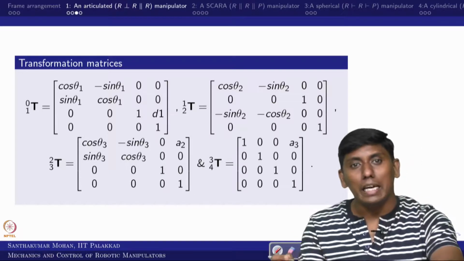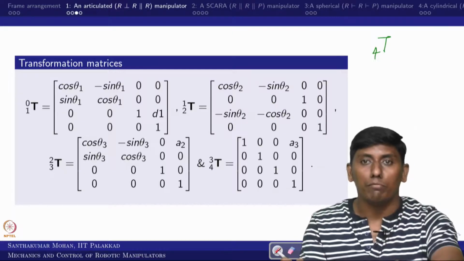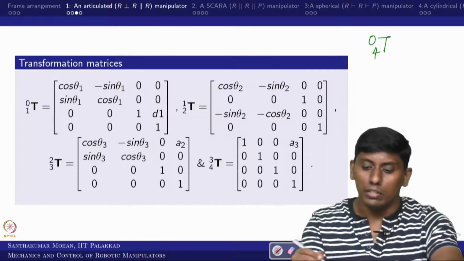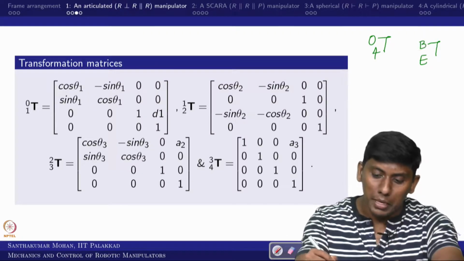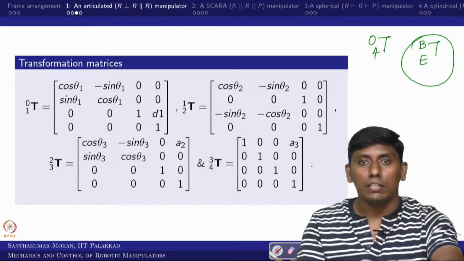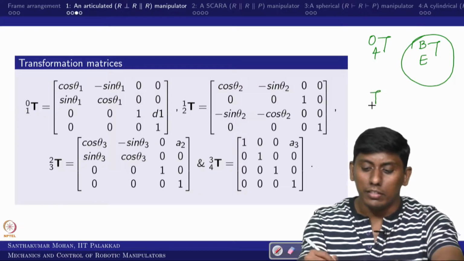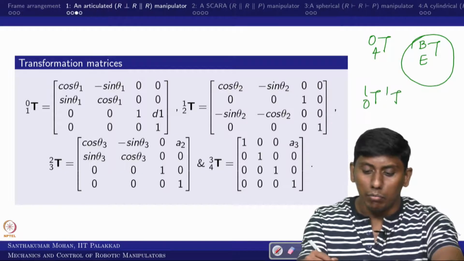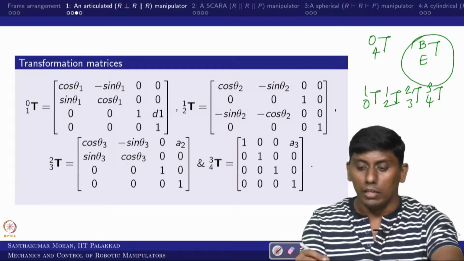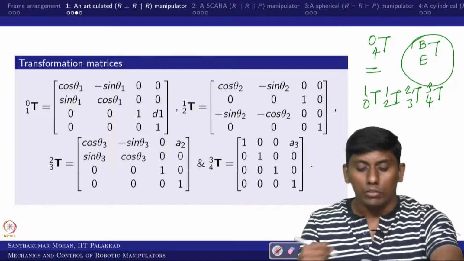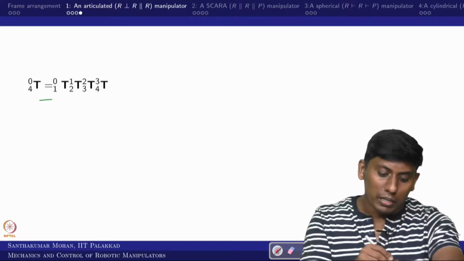But what we are really interested in is finding the transformation matrix of 4 with respect to 0. In the sense, I can write the transformation matrix of the end with respect to the base. So this is what we are interested in. We can post-multiply: T01, T12, T23, T34. You multiply, and that would be equal to this. So that is what we are going to do.